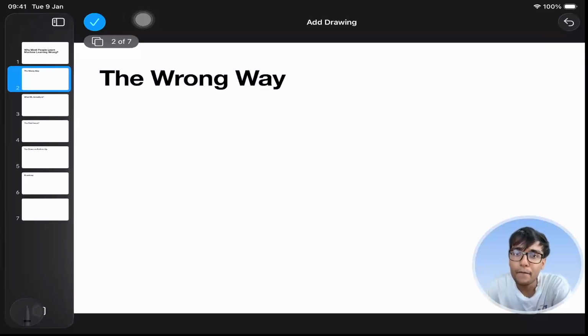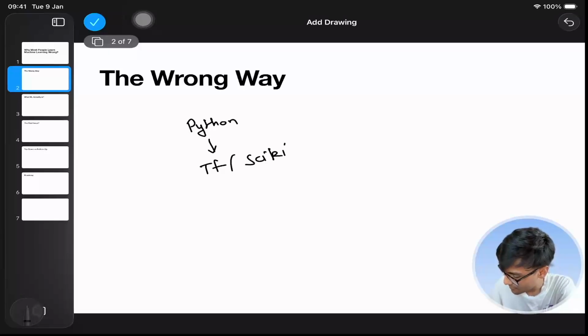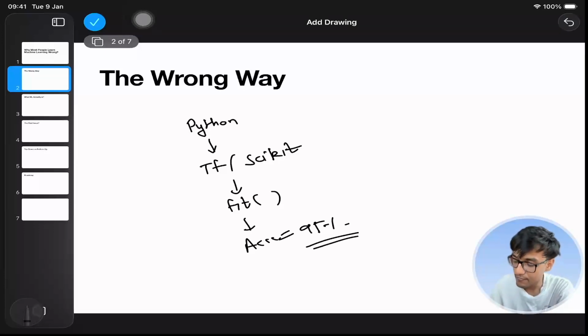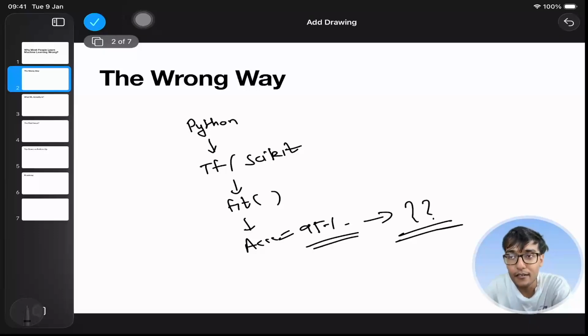So, the wrong way. What most people actually do these days is they learn Python, then they install TensorFlow or scikit-learn library, and then they fit their model. I mean, copying the code and just fitting everything, and they get the accuracy of 95%. And then they get confused. Oh my God, how have I got such high accuracy? They don't know how this accuracy has come, or how they can increase it. So this is how most people do.